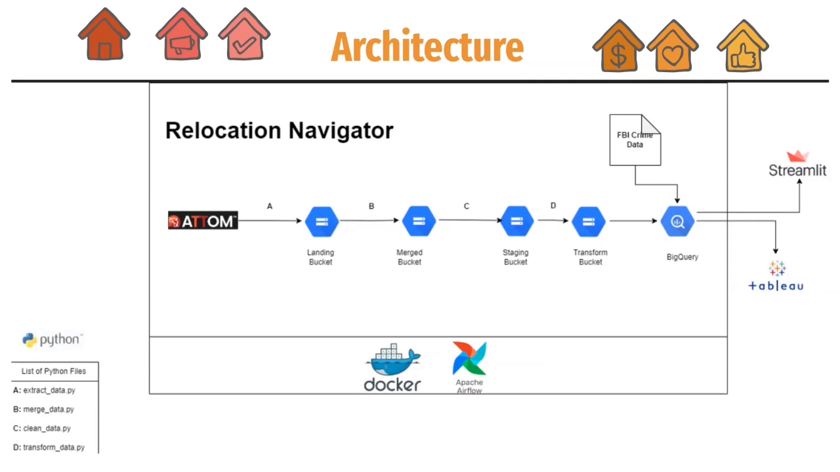Then we leveraged Tableau for analysis and visualization, coupled with Apache Airflow orchestrated in Docker for streamlined workflow automation. Streamlit was used to construct a recommendation system and was also connected with Tableau to form our final product, a website, Relocation Navigator.